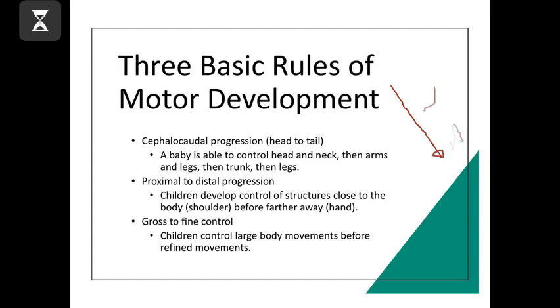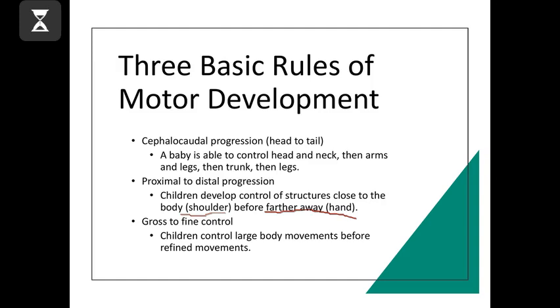Second, proximal to distal. So, when you think of proximal, we're thinking of the body, right? Think of the shoulders, think of the trunk, think of the hips. So, children develop control of structures closer to the body, like their shoulder, before the distal, the hand farther away. So, they develop proximal to distal.